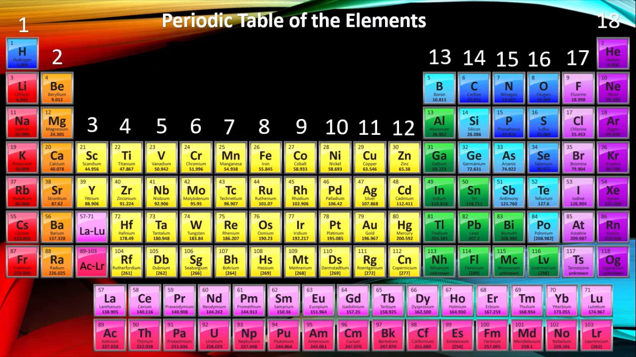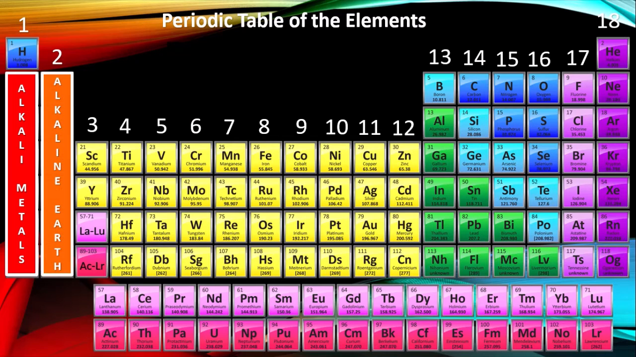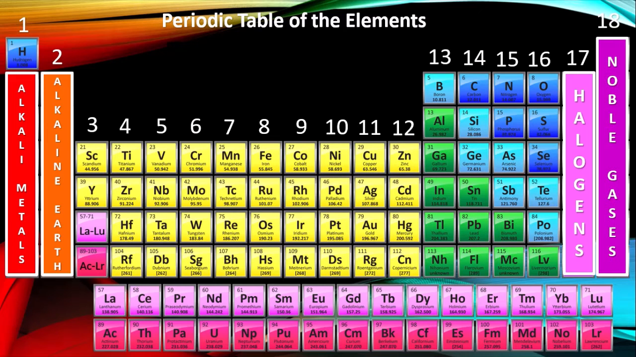And there's a small trick to know about the groups. In group number 1, except for hydrogen, all are alkali metals. Hydrogen is not a part of alkali metals because it's a non-metal, not a metal. All the elements in group number 2 are called alkaline earth metals. All the elements present in group number 17 are halogens. And all the elements in group number 18 are called the noble gases.